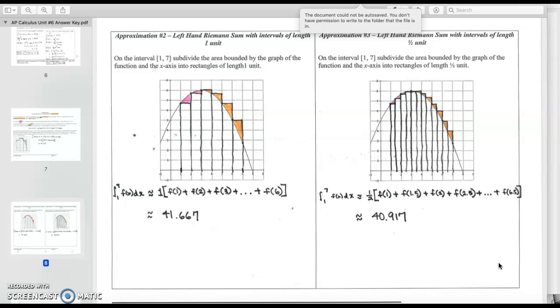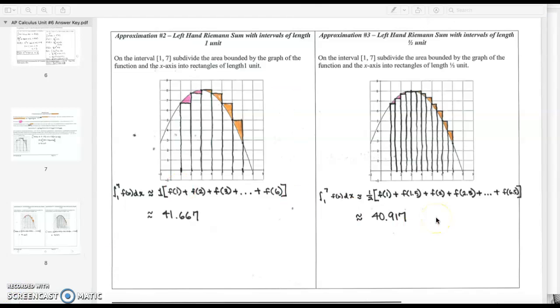Yeah, so the whole premise of this is, and why is this calculus, is because the more rectangles that you have, the better approximation. Well, how many rectangles would it take? How about the limit as n goes to infinity?